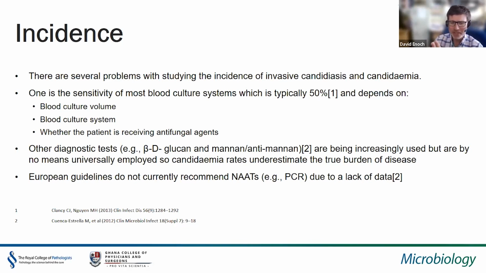Whilst we use things like beta-D-glucan, mannan, anti-mannan, and also nucleic acid amplification tests like PCR, if we do these tests and find a positive result, quite often we'll start treatment and then do the blood culture afterwards. So you might actually be getting falsely low rates of Candida in the bloodstream, if you see what I mean. So it affects the sensitivity.